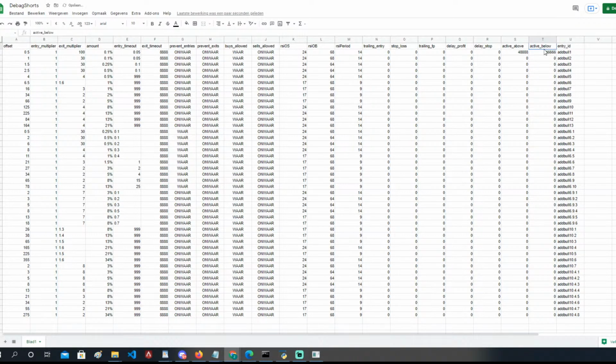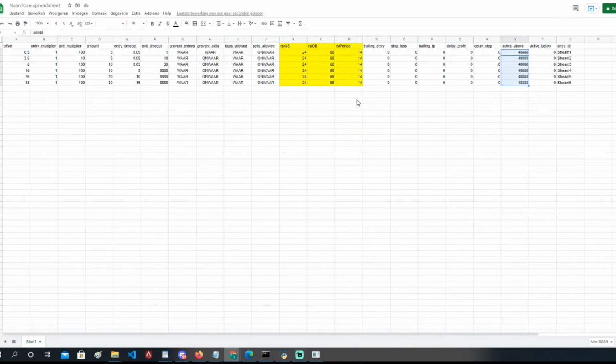Oh, this is the wrong field, by the way. Let me go back to my table. Active below, we set it to 46,666, and we remove these orders here, and we drag this one down. So that's that. Basically I've created a DCA grid trading strategy already. You can see that this was pretty simple, and there's still a lot more possibilities here.